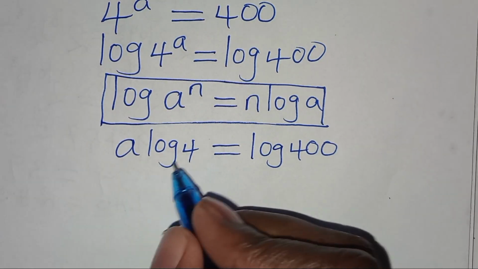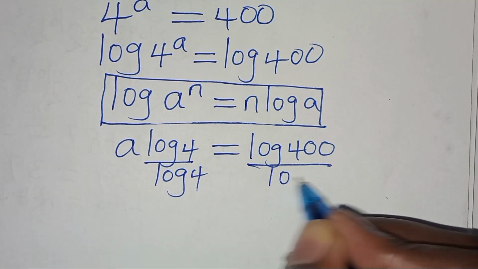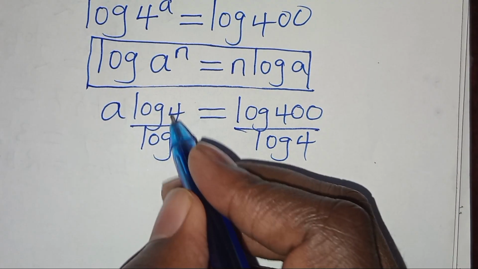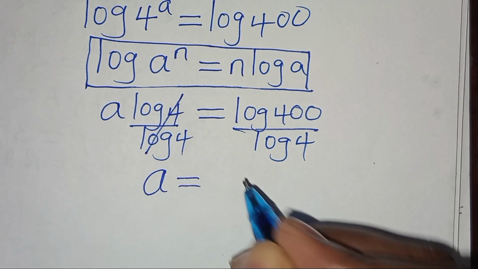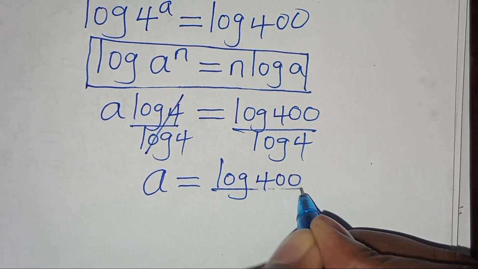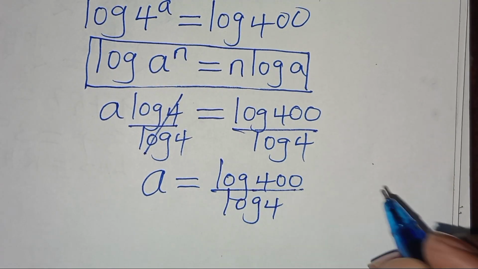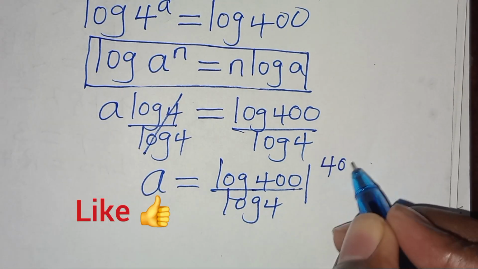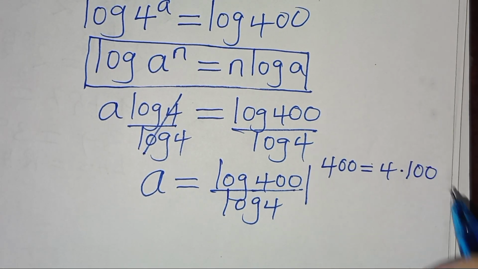So let's divide both sides by log 4. Let's simplify here. Log 4 and log 4 simplifies so that a is equal to log 400 over log 4. Now we can express 400 as 4 times 100.